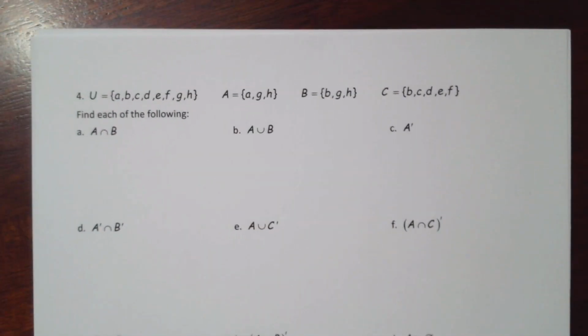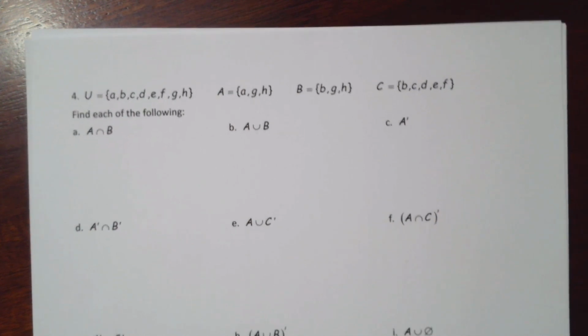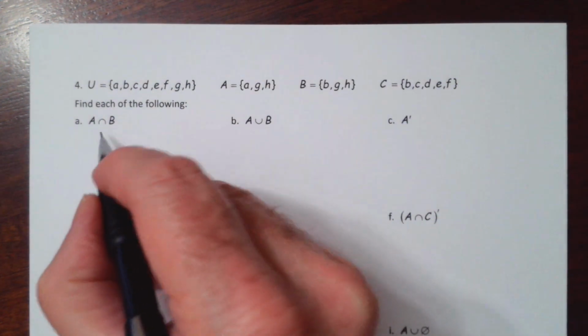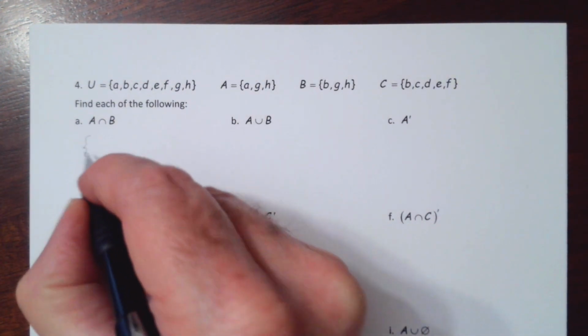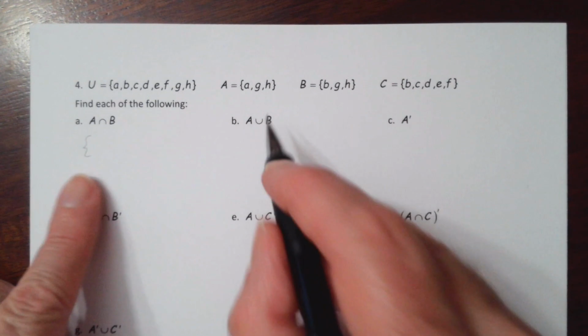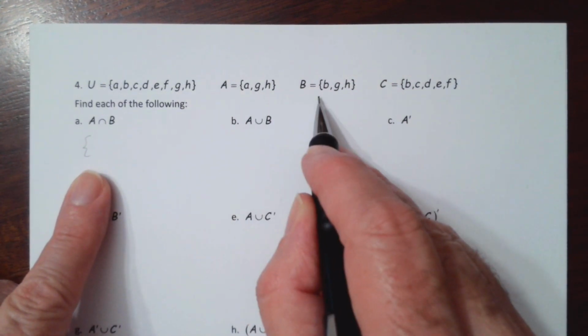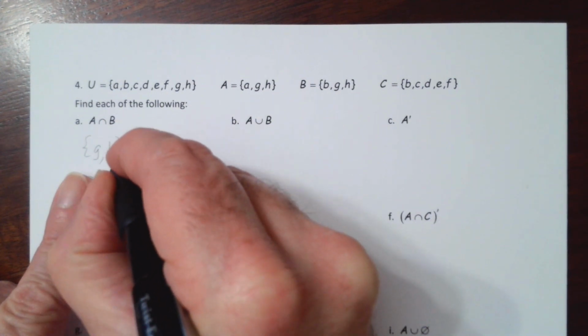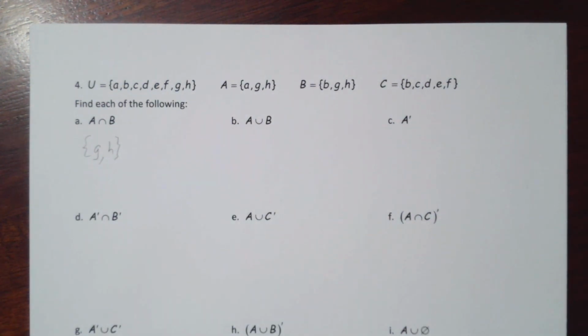And let's do some problems. All right, so A intersect B, and by the way, at any point, if you feel like you've got it, I would encourage you to try to do some problems and then watch the video and see if you're doing things right. Try to learn from any mistakes. So A intersect B will include all the elements that A and B have in common. Well, it looks like they both have G and H. So again, look for the elements that the two sets have in common.